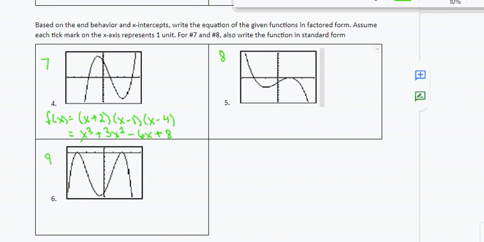All right, looking at this number 8, we have f of x equals, we have -1, -2, so x plus 2. And actually, no, let me back that up. As x goes to negative infinity, f of x goes to infinity. As x goes to infinity, f of x goes to negative infinity. So we have a negative leading coefficient with an odd degree. So we have, what was it, x plus 2. And then it touches and turns at positive 1. So x minus 1 squared.